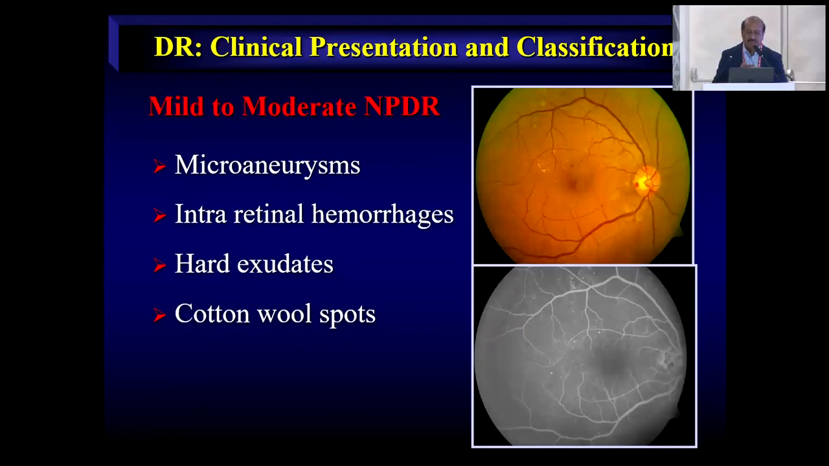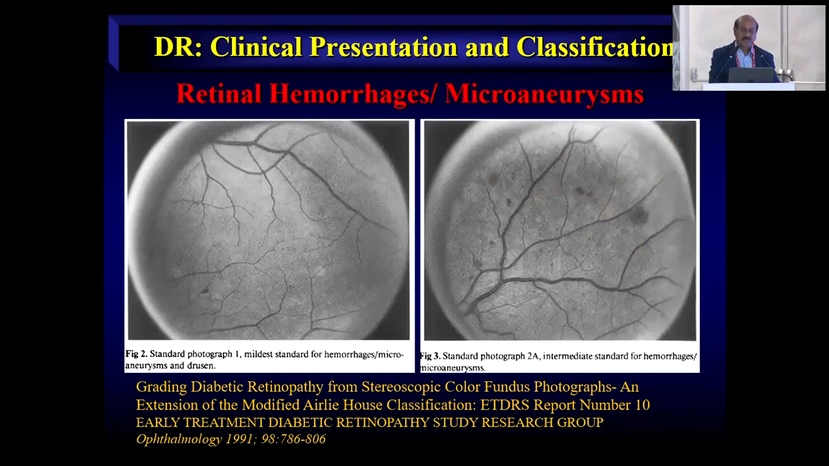So if you see the mild non-proliferative diabetic retinopathy, what are the features you are likely to encounter? Either microaneurysms, retinal hemorrhages, hard exudates, cottonwool spots. As long as you are seeing only these, you can be sure that this is non-proliferative. Of course, with hard exudates, there can be a simultaneous diabetic macular edema, which you need to quantify and then decide.